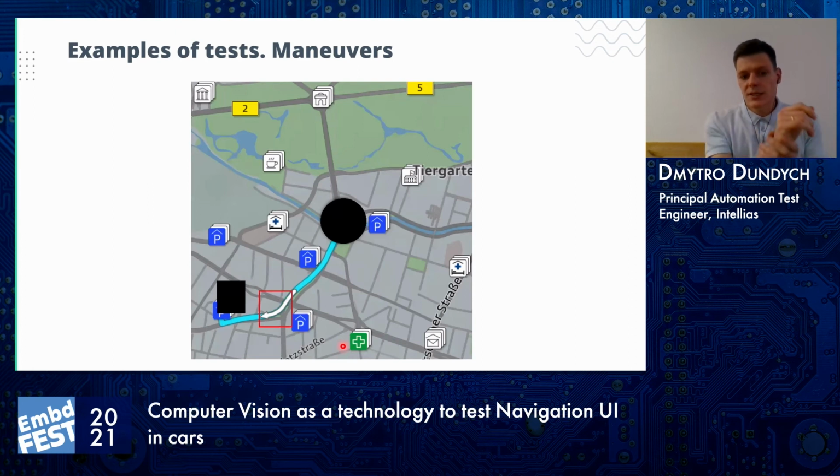There is another example, a different type of our application. It's a totally different platform, and my colleagues use it successfully too. They test maneuvers. If we see these arrows, you can pick them, and they have a different type of arrows, and they test routing with computer vision.